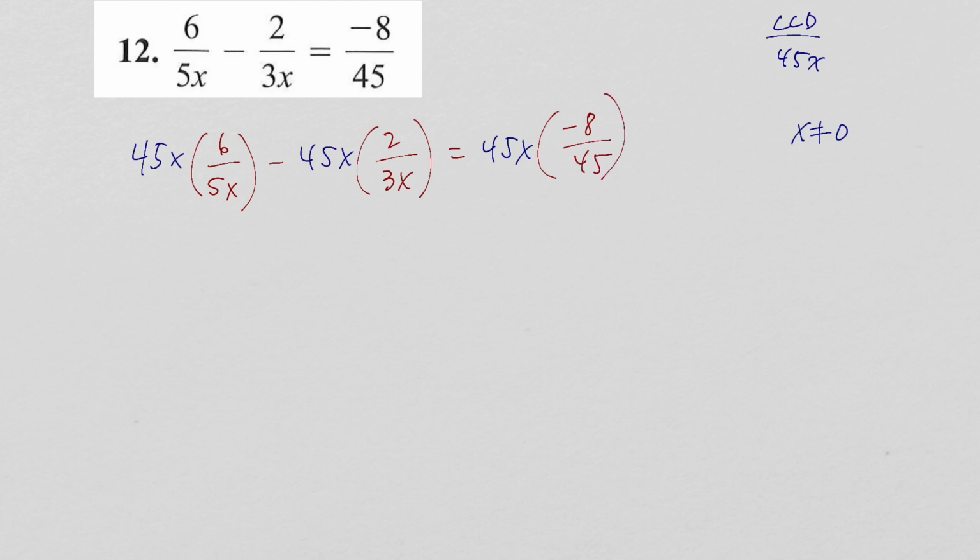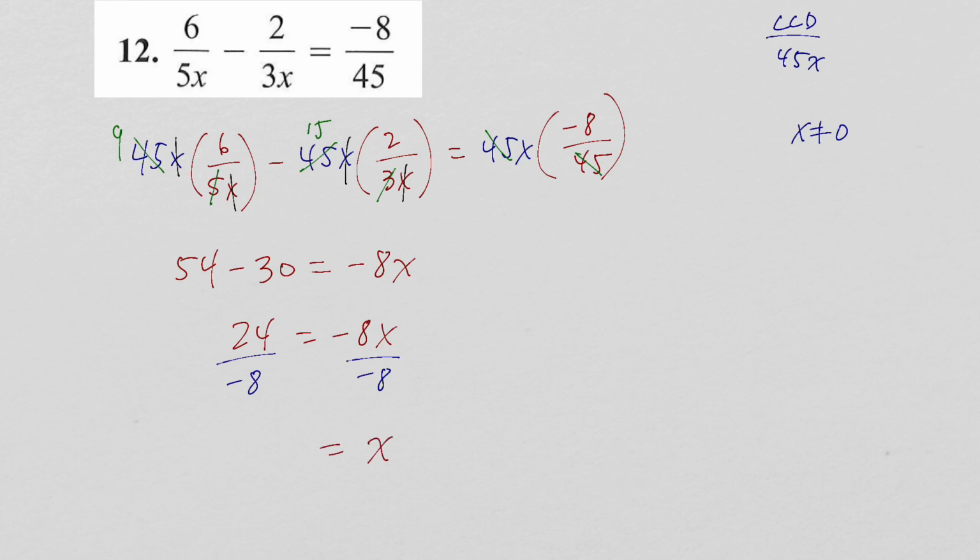And I'm going to start canceling. 5 goes into 45 9 times, and these x's cancel. Here, 3 goes into 45 15 times, and the x's cancel. And finally, 45 and 45 cancel, so what we're left with is 9 times 6 is 54 minus 15 times 2 is 30 equals negative 8 times x. 54 minus 30 is 24. And if I divide by negative 8, I'll get x is equal to negative 3. Now my restricted value was that x could not be equal to 0. So that's not 0, so this is okay, and I circle my answer.